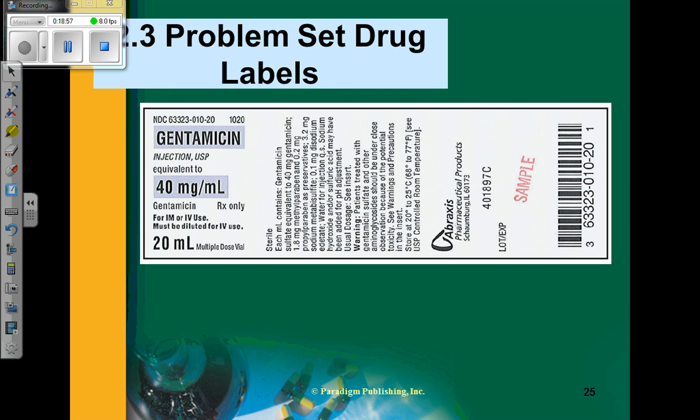Here is another label, and this is number 46 in your book. And of course it's telling you have 40 milligrams per 1 milliliter. So a dose of 60 milligrams of gentamicin is ordered. The drug is available in 40 milligrams per 1 milliliter solution. How many milliliters are needed to provide the ordered dose?